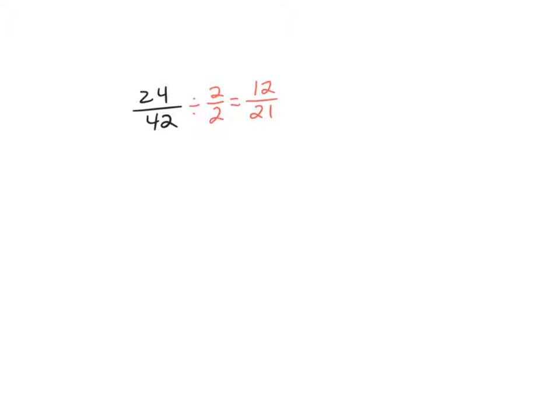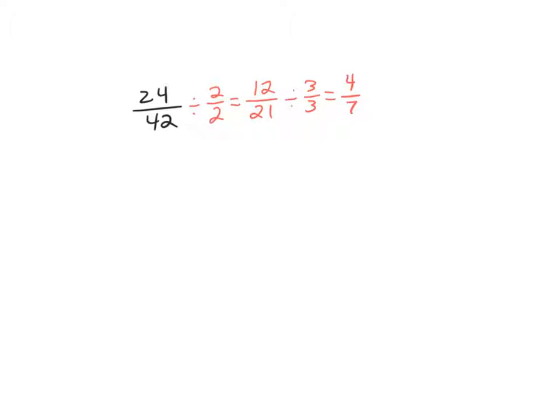Is 12/21 in lowest terms? Well, once again, now I'm going through my divisibility rules, and I notice that these can both be divided by 3. So I'm going to divide by 3/3. 12 divided by 3 gives me 4. 21 divided by 3 gives me 7. 4/7 is in lowest terms because the only common factor of both 4 and 7 is 1.